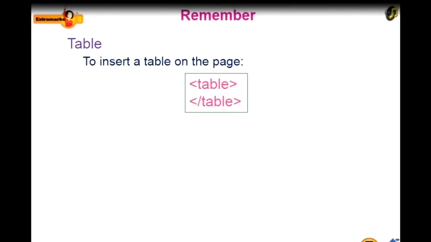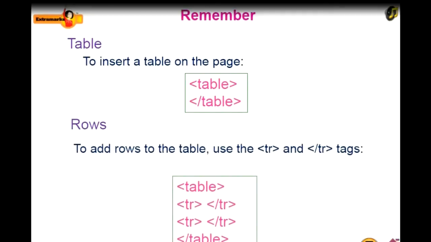So the 5 main tags to create a table are here in front of you. Now remember, to insert a table on a page, the first tag is table and the last tag is the closing table. For rows, the tr, you can see over here. For columns we use td. For rows we use tr.